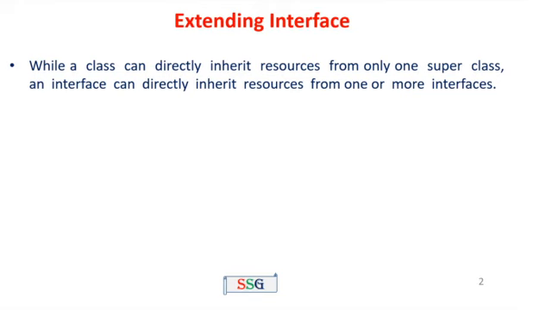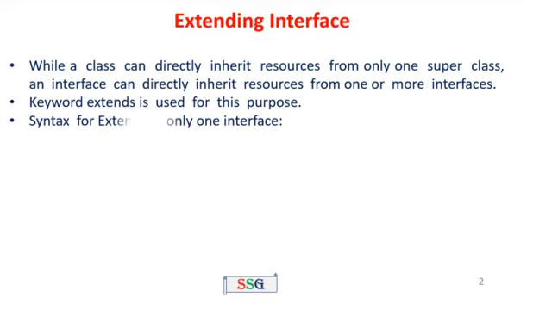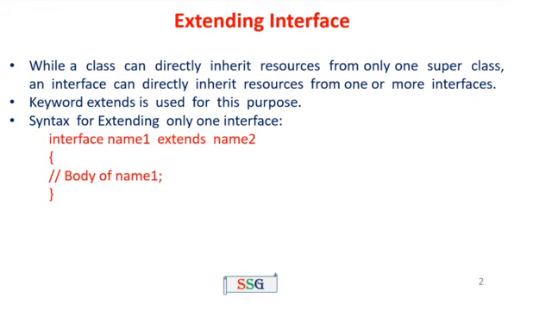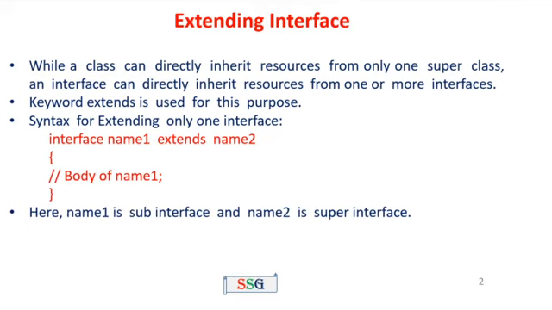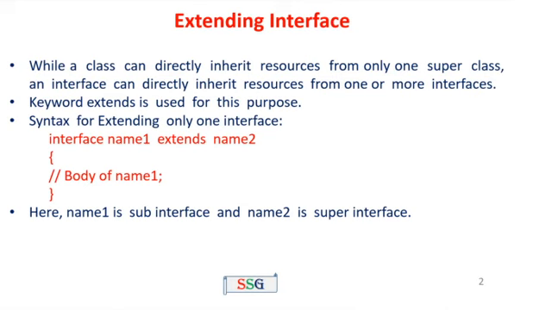A class can directly integrate the resources from only one superclass. An interface can directly integrate the resources from one or more interfaces. That means the keyword extends is used for this purpose. The syntax for extending only one interface: interface name1 extends name2 { body of the interface name1 }. Here name1 is the sub interface and name2 is the super interface.